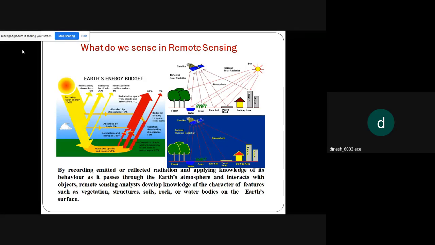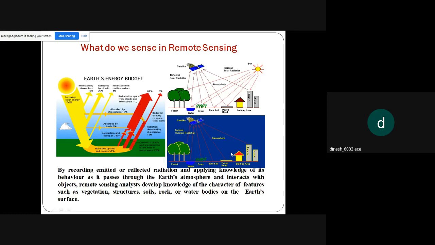So with that principle, the satellite will observe the signals which are being sent from the buildings. You can see here buildings, roads, soils, grass, water, forests, vegetation and all. So this is the same representation.